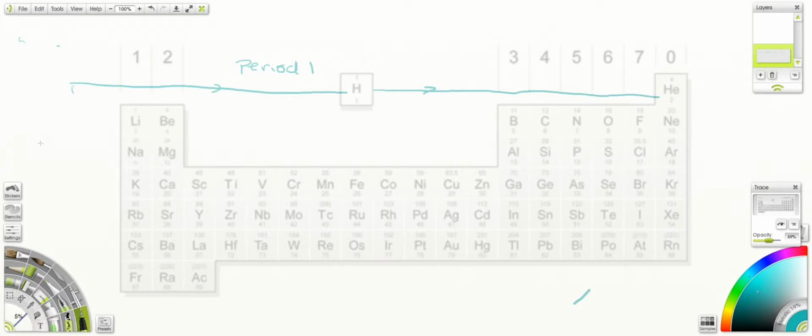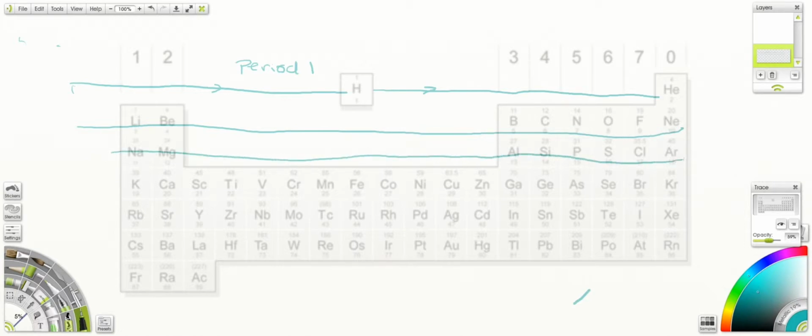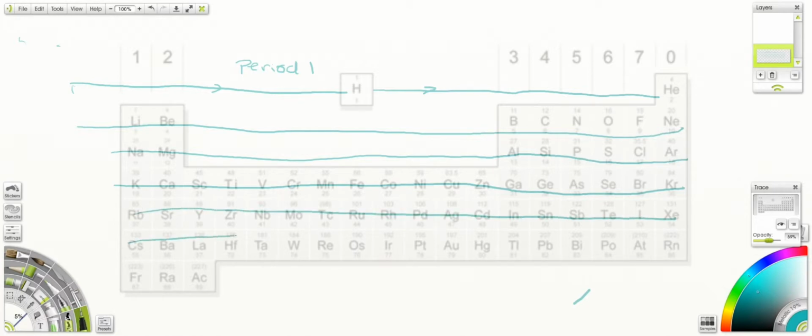Now, period 2 is all of this, from lithium to neon. This is period 3, from sodium to argon. Guess what this period is? That's correct. Period 4. Period 5 is all of this. Period 6 is all of this. And period 7 is all of this. So you've got 1, 2, 3, 4, 5, 6, 7. Now guys, the way to remember that the periods go across is that periods make a girl go across.